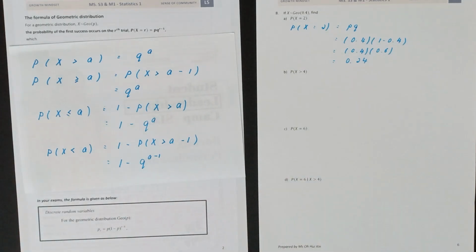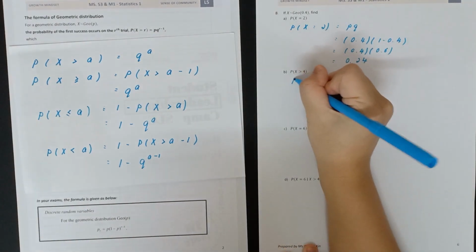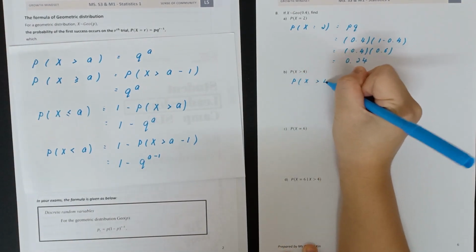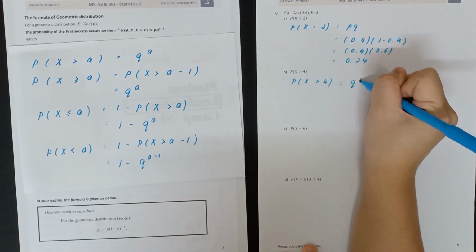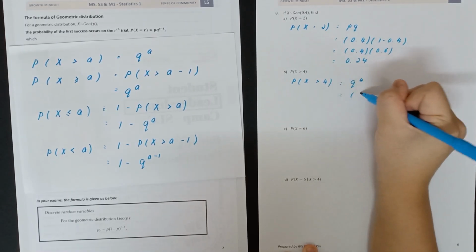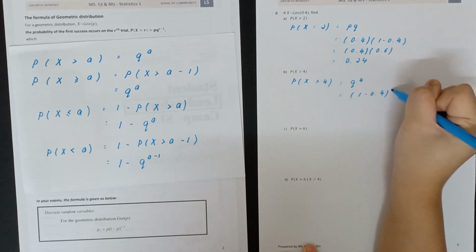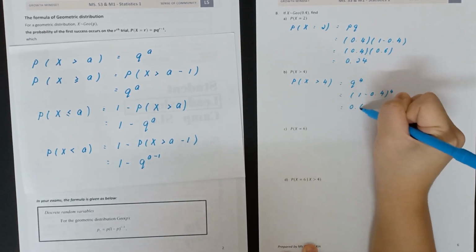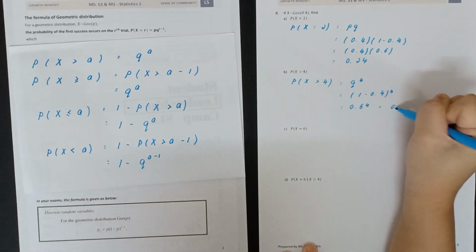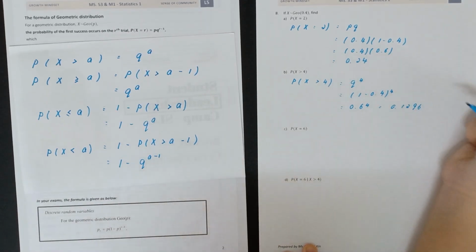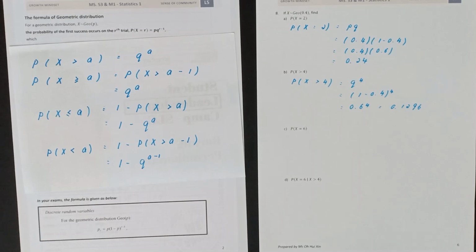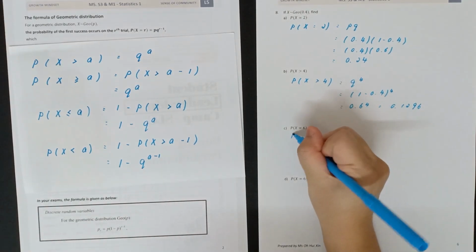Next, the probability for x greater than 4. Meaning you need more than 4 trials to get the first success. In easier words, that means you fail 4 times. So it will be equal to 1 minus 0.4, power 4, which is 0.6 power 4, which is 0.1296.